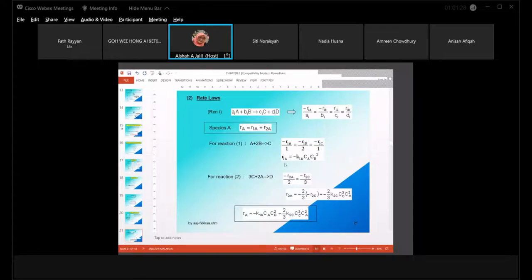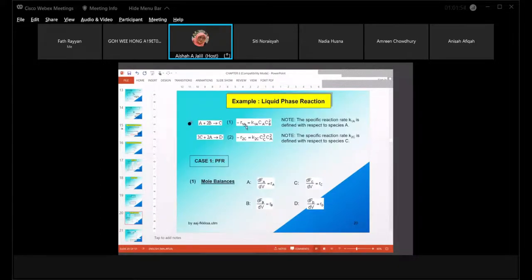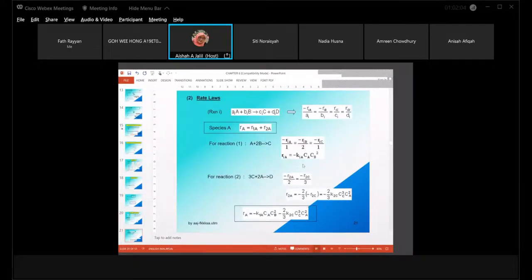So you know now, rA equal this one. You use this one, okay? r1A equals negative k1A CA CB to the power of 2. Where do you get it? You get it from here, okay? They give you negative r1A equals k1A CA CB to the power of 2. Okay?